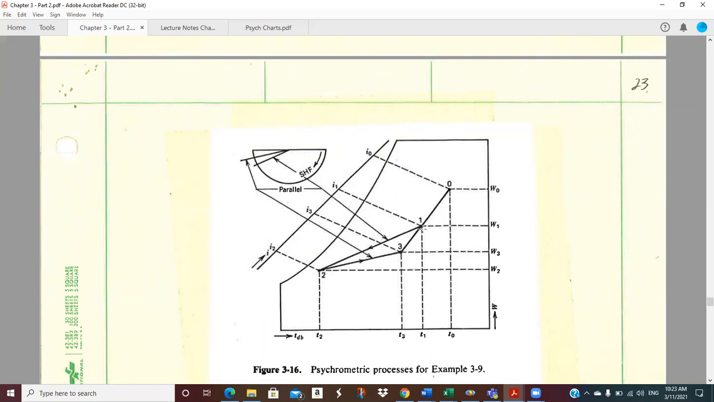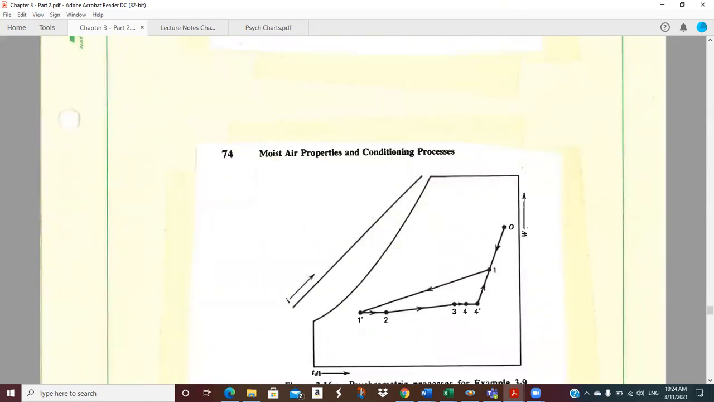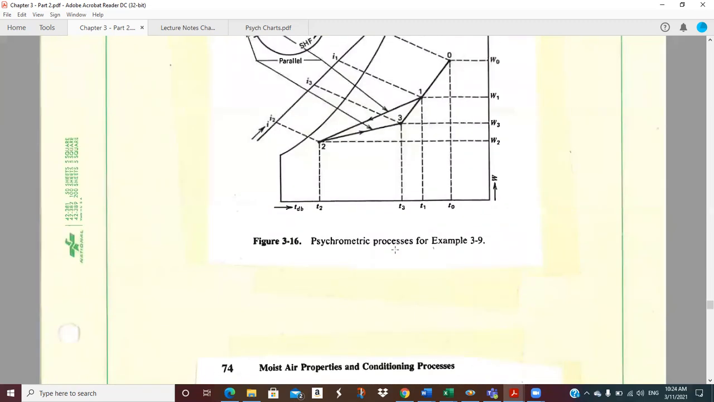1 to 3 is what the unit has to do to cool the mixed air down to this condition 2, which is what I need to go into my space to satisfy my load. So you might want to go back and listen to this a couple of times, but that's kind of what's going on here. And we'll come back to that in a minute.